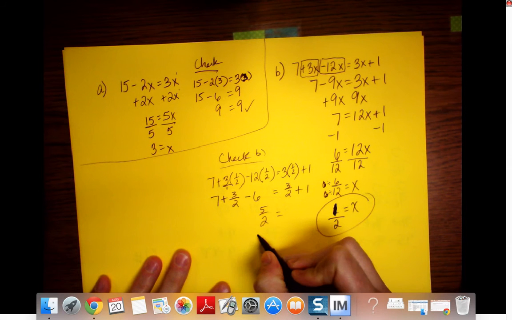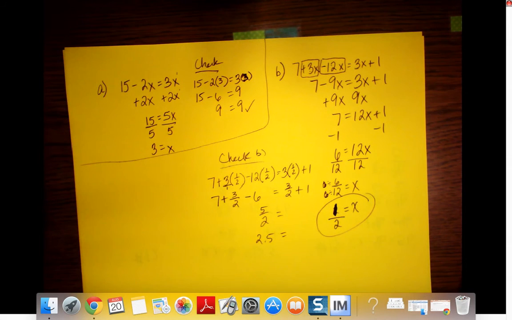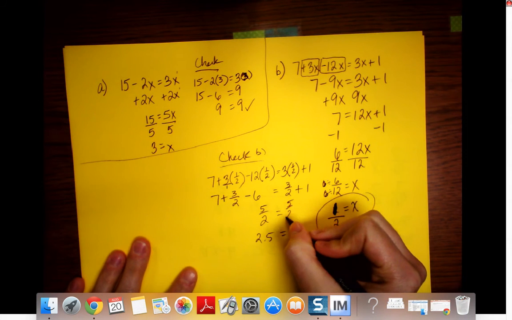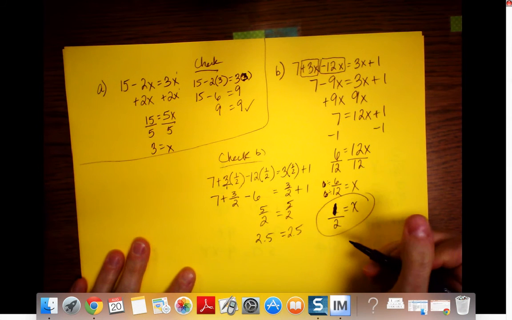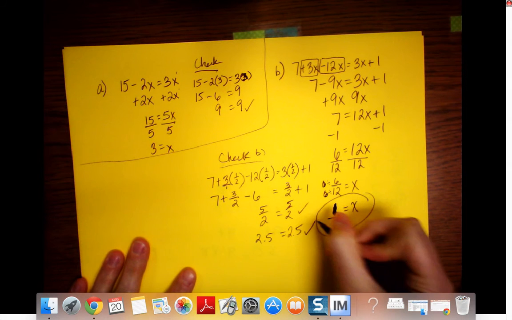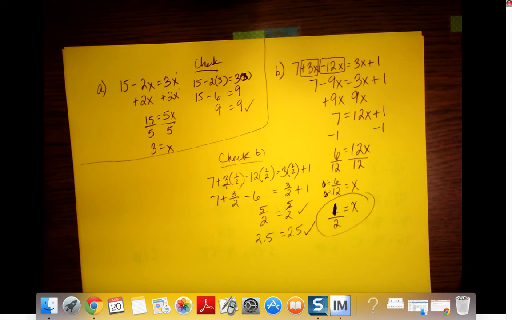Or I can put it as decimal too. Same thing. And then we have 3/2. And we get 5/2 on the right as well. Or in decimal form, we have 2.5. So that is a true statement, and so is that. So we know that it checks.